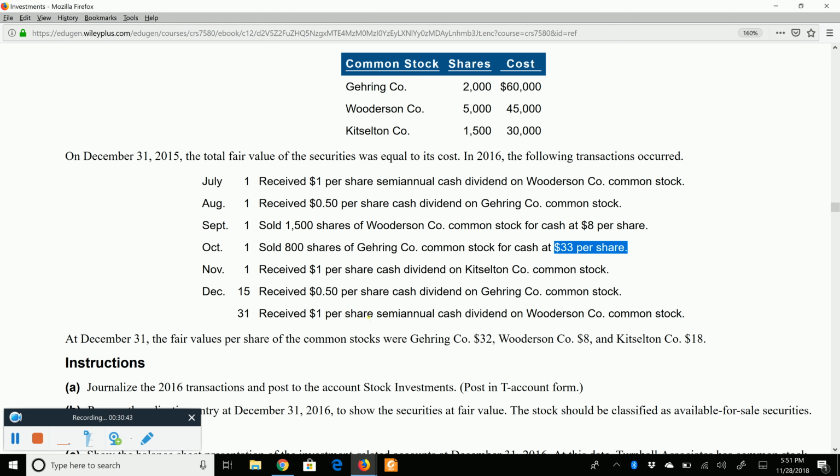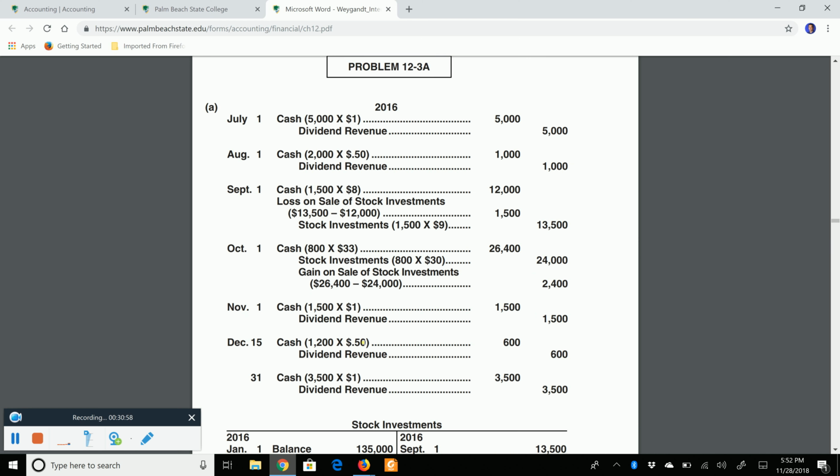All right, so I think we're done selling stock, and now we're going to get some more dividends. November 1, we received a $1 cash dividend on Kitzleton. How many shares of Kitzleton do we have? 1,500 times 1, $1,500. Very similar to the July and August journal entries: debit cash, credit dividend revenue.